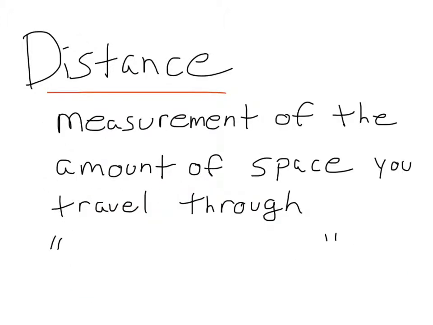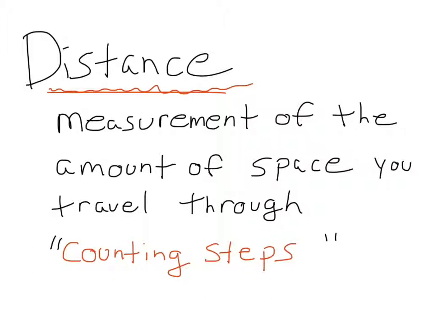So distance, you can see, is the measurement of the amount of space you travel through. Okay, so distance is one of those things where it's like, oh yeah, I know what distance is, but when it comes down to it, it's kind of hard to actually give it a definition. If you think about counting steps, think about what a pedometer does. You're counting the steps. How many steps does it take for you to get from one place to another? That's one way to measure the space between two objects, specifically the space that you travel through, and that is an important distinction that we need to make.